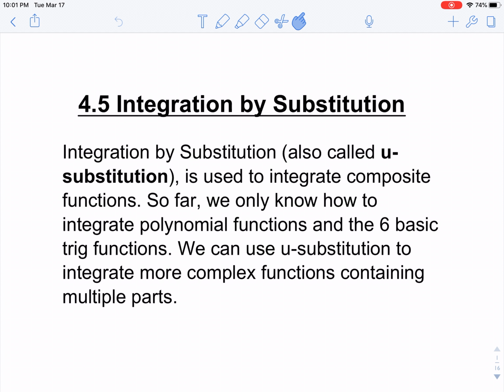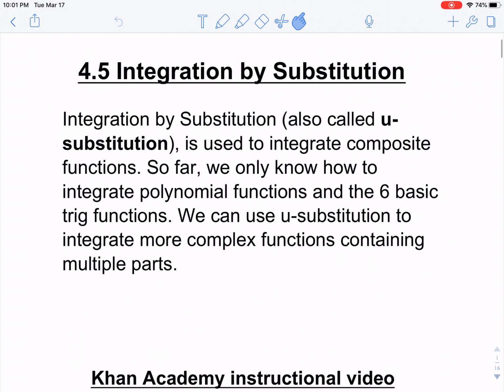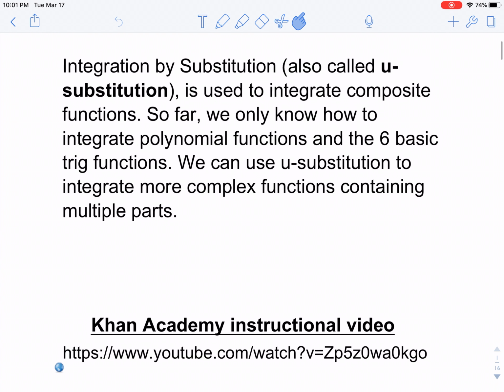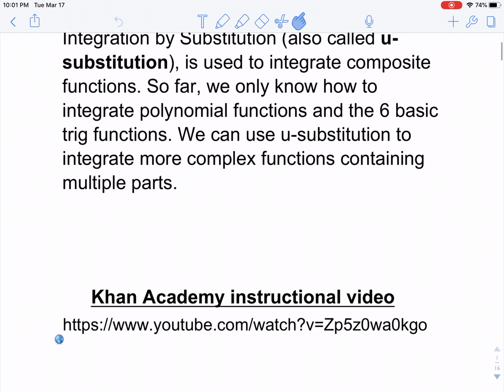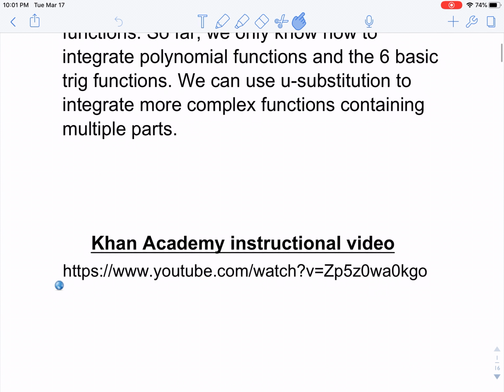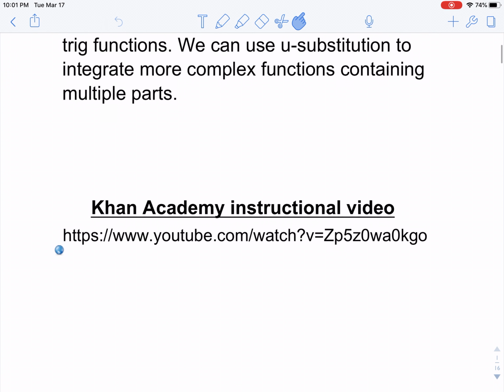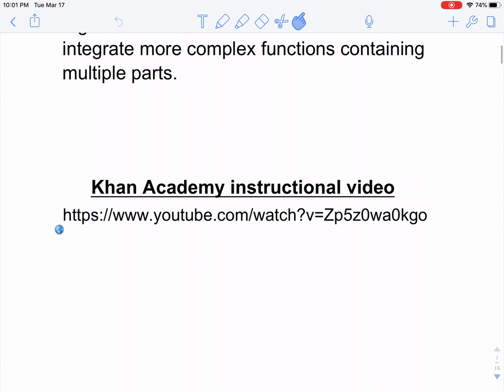So integration by substitution, also called U-Substitution. That letter U is going to be important because we're going to be substituting in this new variable u into our integrals and swapping out the x terms. And we're going to create an integral full of u terms. Okay, so far we only know how to integrate polynomials and trig functions. That's all we know how to do integrals for. More complex functions we do not yet know how to do integrals for. So we're going to use a substitution method to tackle more complex integrals.